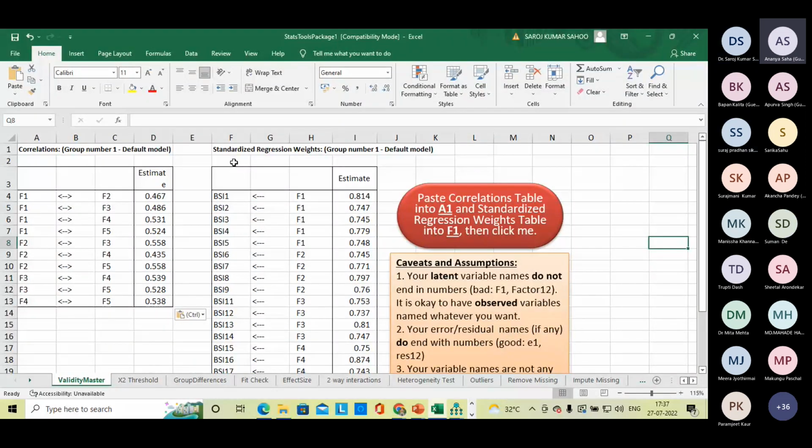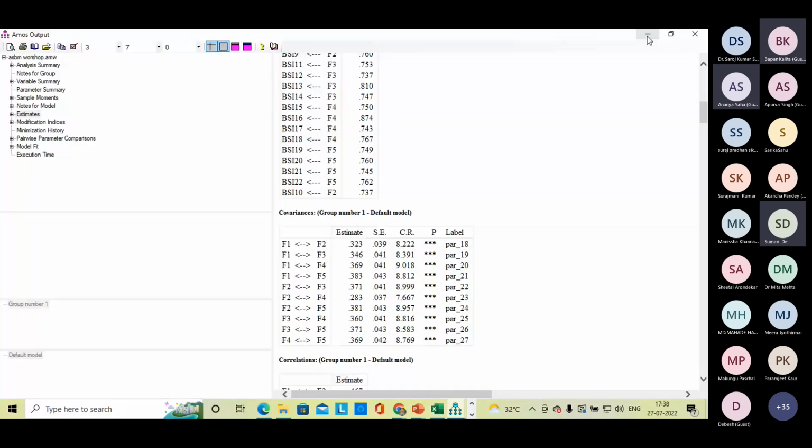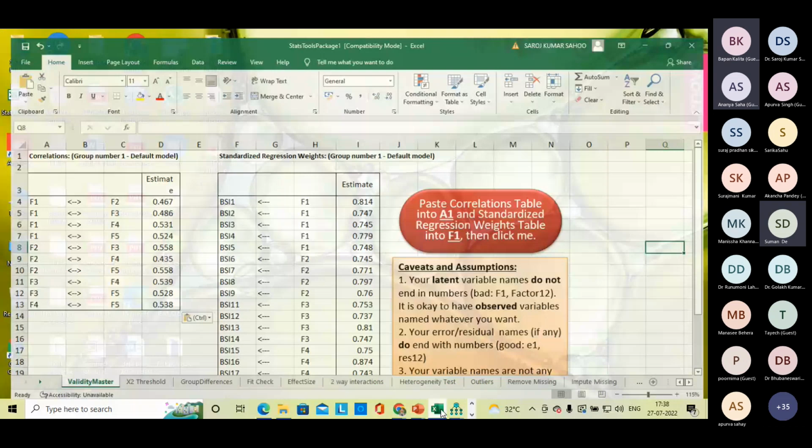Done it? Validity master F1. Okay, sir, but I have not seen this validity master F1. Please open the Excel sheet. I think you have not opened the Excel sheet. Go to the bottom. So many windows are there on that Excel sheet. That is the validity master. No, I got it, sir. But I could not come to this F1.